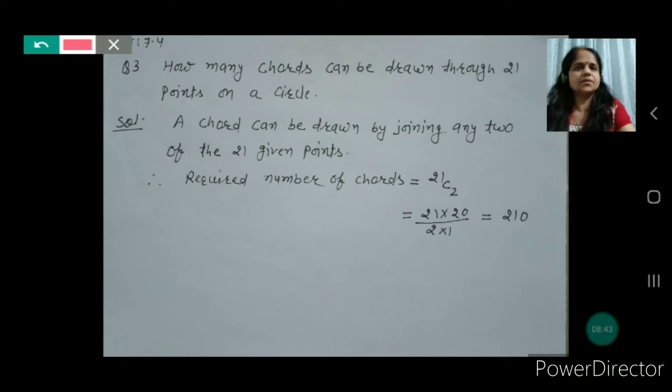Question number 3. How many chords can be drawn through 21 points in a circle? So students, for a chord we require 2 points to join. So a chord can be drawn by joining any 2 of the 21 given points. So the required number of chords is 21C2, which means we have to select 2 points out of 21. Now solve it. It is 21 into 20, in the denominator 2 into 1. You will get the answer.